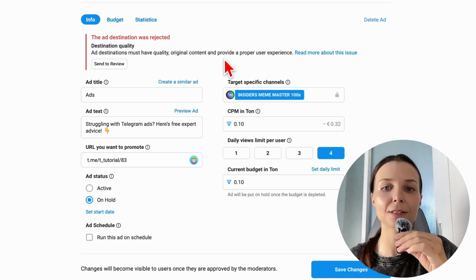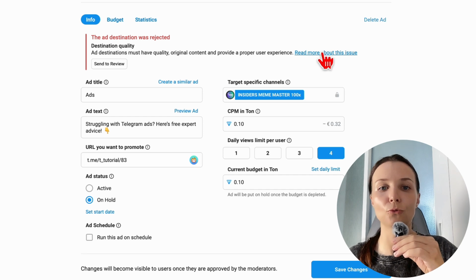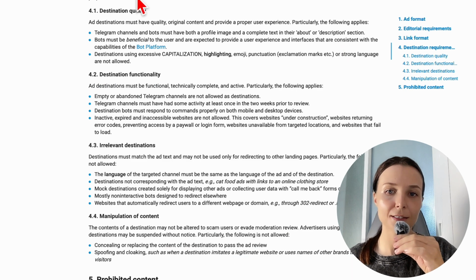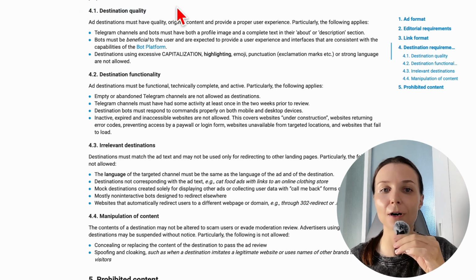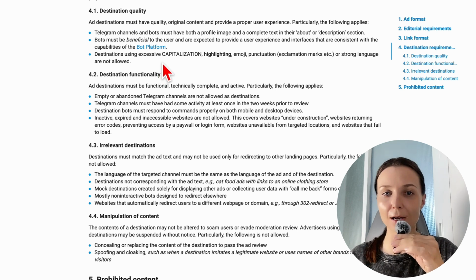Okay, this means something is wrong with the channel or bot that you want to promote. Second, go to Ad Policies and Guidelines and carefully read the rules. In my case, I need to read about destination requirements, especially destination quality, how my channel or bot must look to be accepted by moderators.